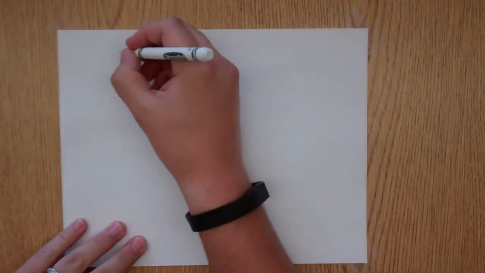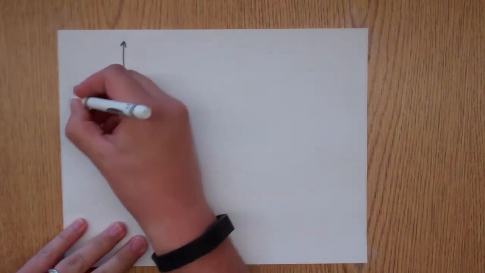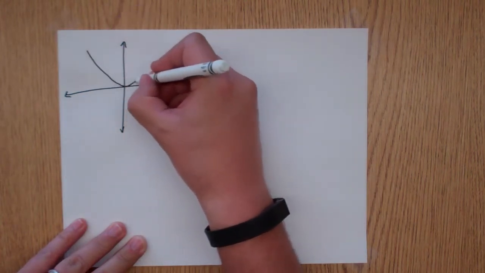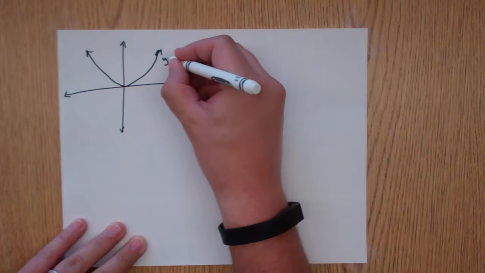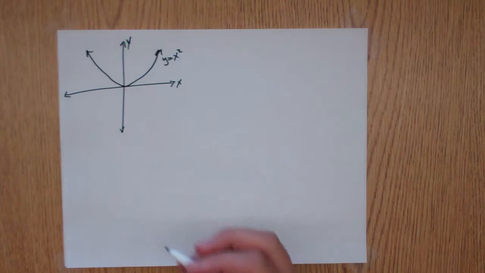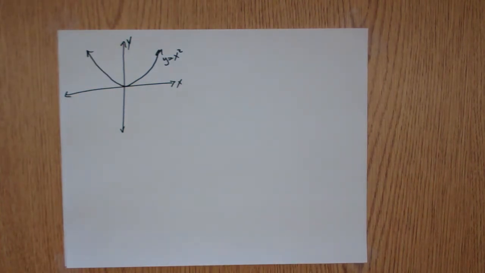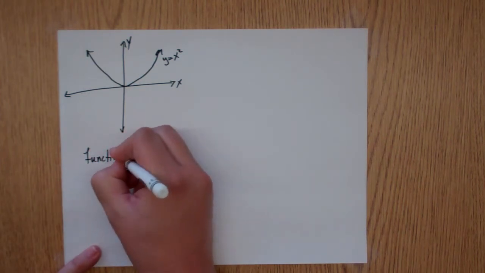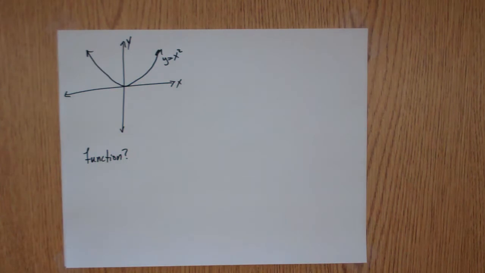So how do we tell a function solely from its graph? Let's draw in the graph of y equals x squared. I know you know what that looks like. This is our x-axis and this is our y-axis. Now, how do we tell if this is a function? Okay, this is all you have. Say you don't even have the equation. Say they just give you a graph and they're like, is this the graph of a function?